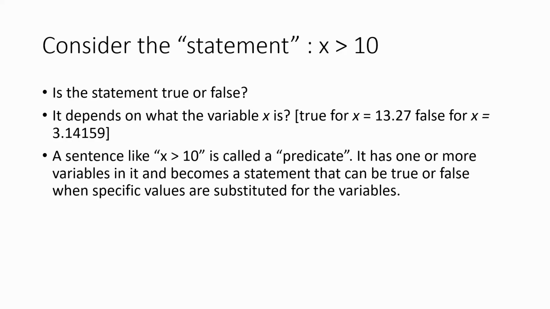A sentence like x is greater than 10 is called a predicate. It has one or more variables in it, and it becomes a statement that can be true or false when you have specific values for the variables. So by itself, x greater than 10 is neither true nor false. It's only when you say what x is that it becomes a statement.